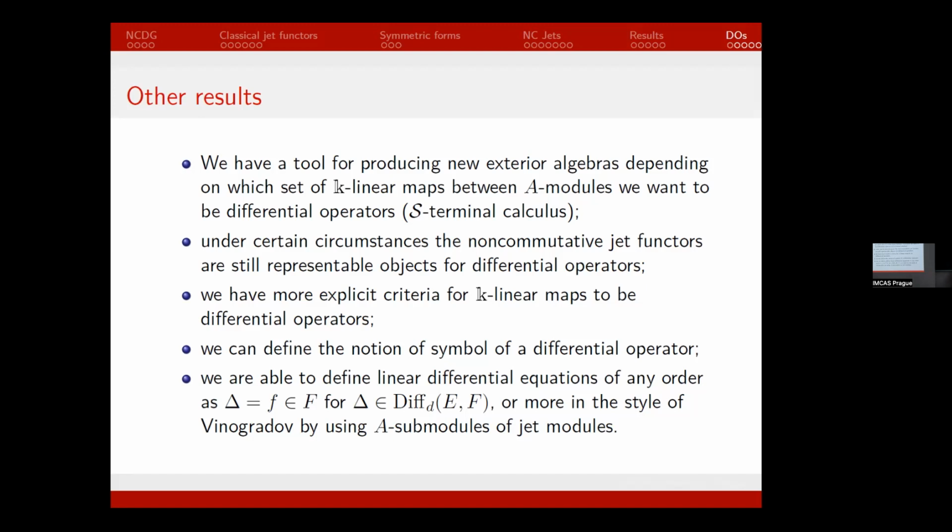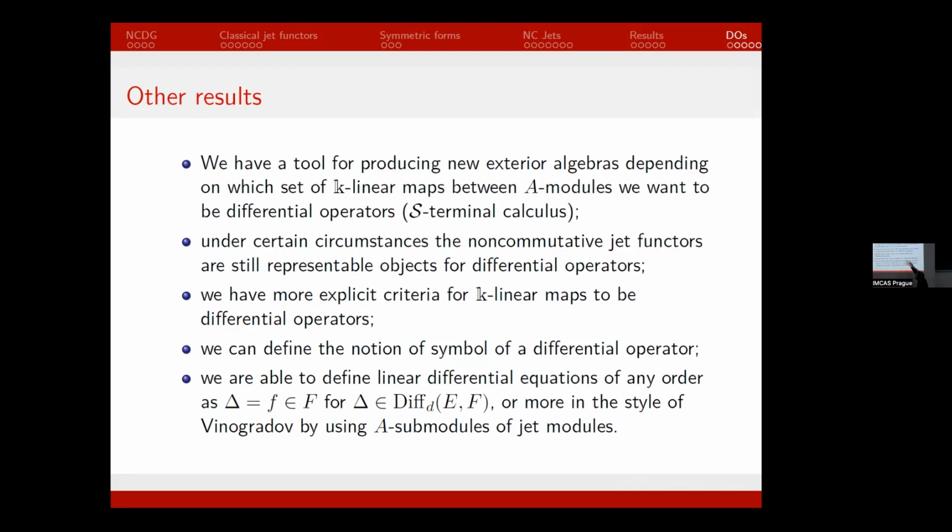I conclude with the other results that we have. We have constructed what we call the S-terminal calculus, where we can take a set of k-linear maps between A modules and impose them to be differential operators of order 1. Then we can provide the minimal calculus that has this property. So this is a tool to produce new exterior algebras. We're probably able to do it with higher orders as well, but there are still things to be checked.